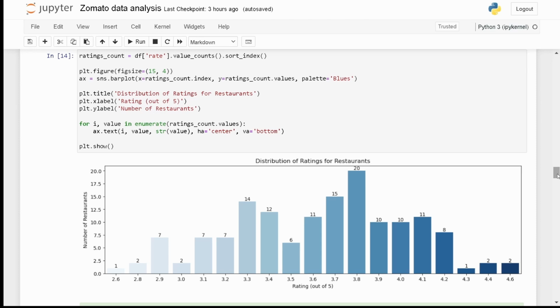Additional ratings of 3.7 and 3.3 are also common, suggesting a general concentration of ratings in the mid to upper range of the scale. Most restaurants are rated between 3.3 and 4.1, with 3.8 being the peak, reflecting the generally positive but varied level of customer satisfaction.